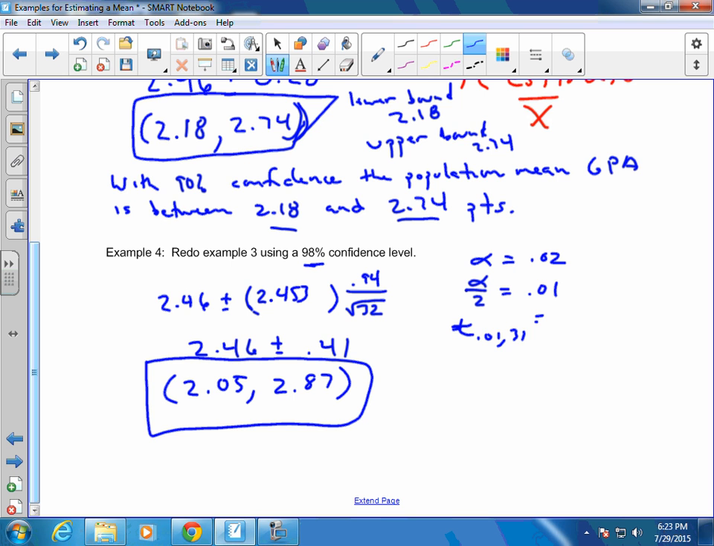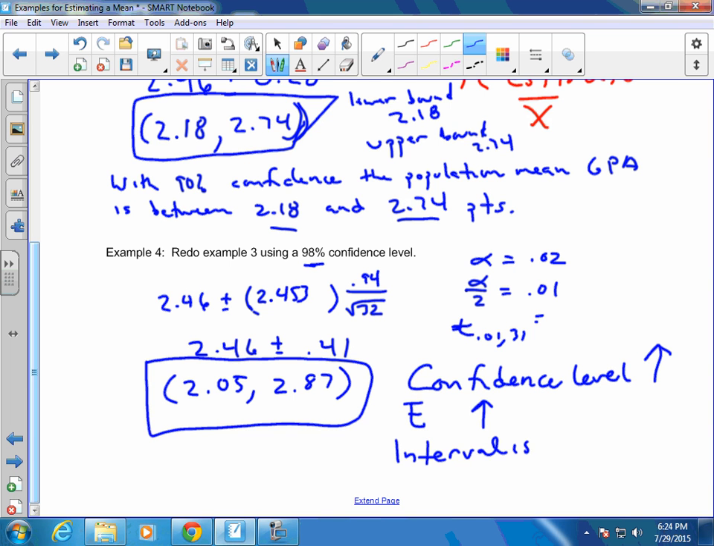So here's the general rule there, just so you can write it down. If the confidence level goes up, the margin of error goes up, and your confidence interval gets longer, or wider if you want to say wider.